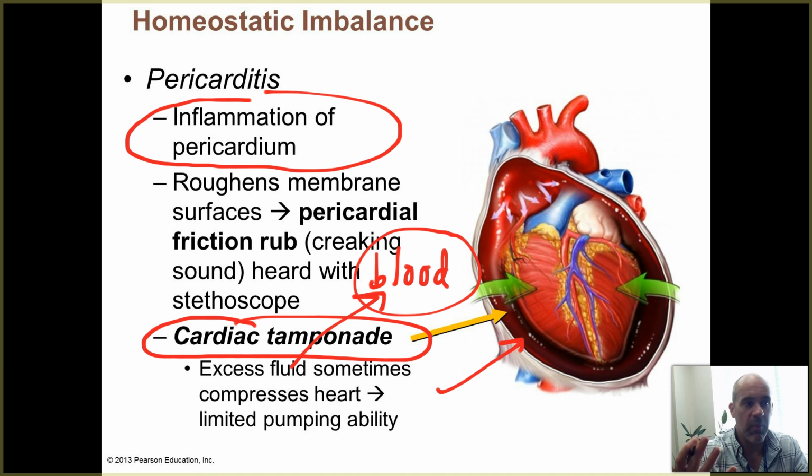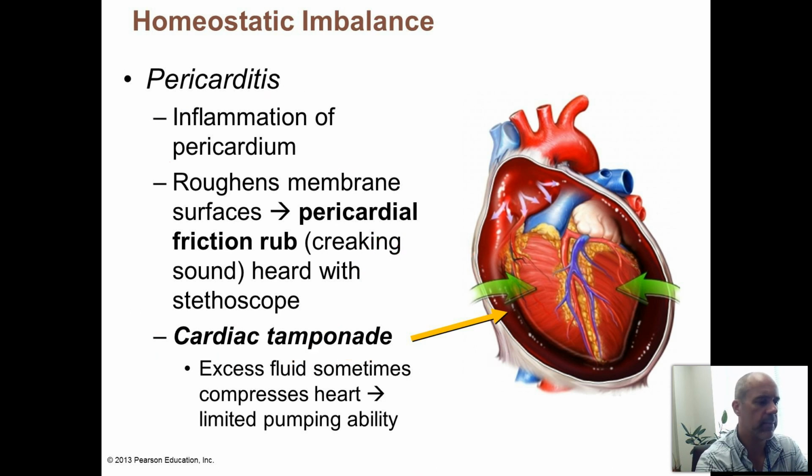And as you can imagine, it's sitting in there in a pretty tough sac, so as all that fluid builds up, the heart doesn't have a lot of room to expand, so that fluid starts compressing the heart, and it limits the pumping ability of the heart. It's called cardiac tamponade. Sometimes the aorta, the big giant artery that curves upward and outward away from the heart, can start leaking blood if the wall of the aorta gets damaged. That blood can start leaking into that particular compartment.